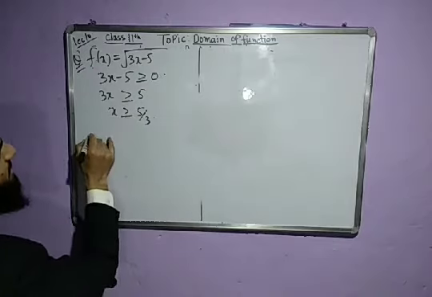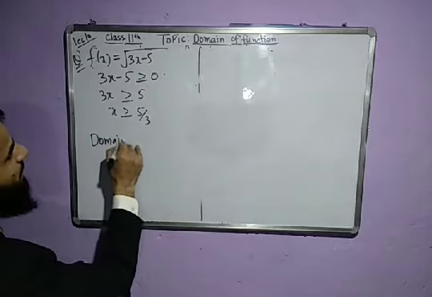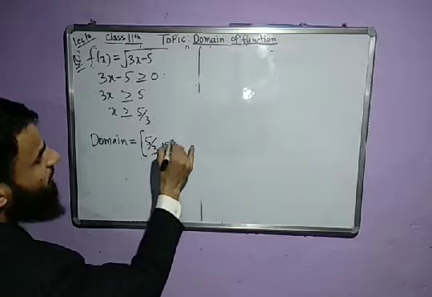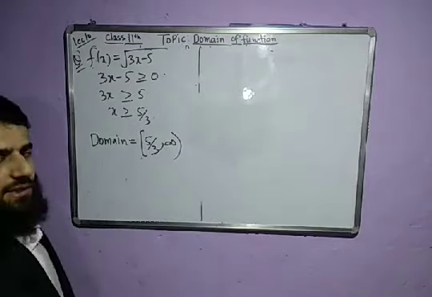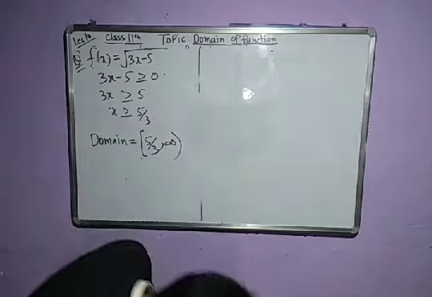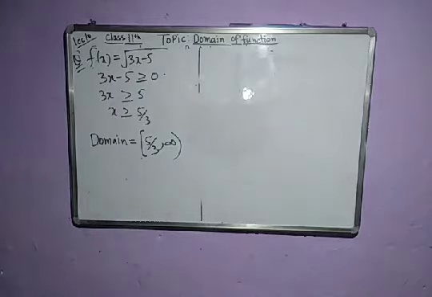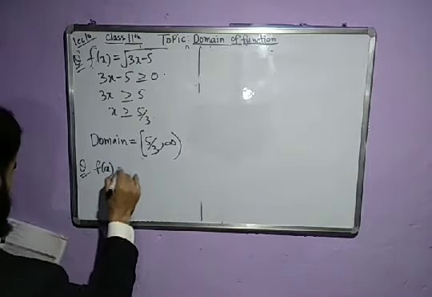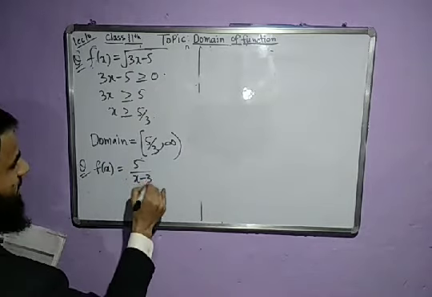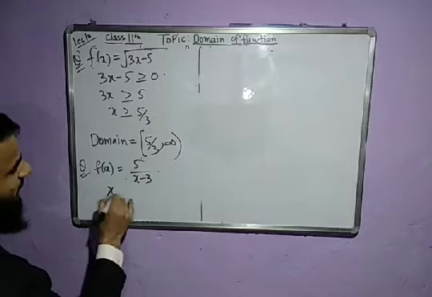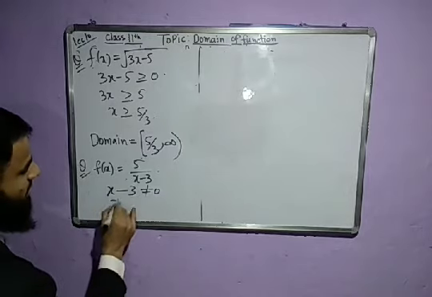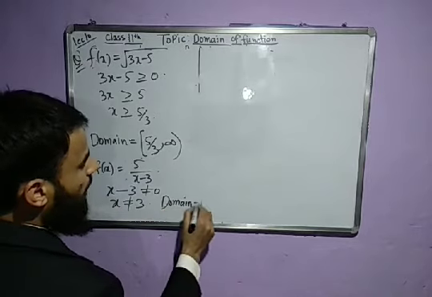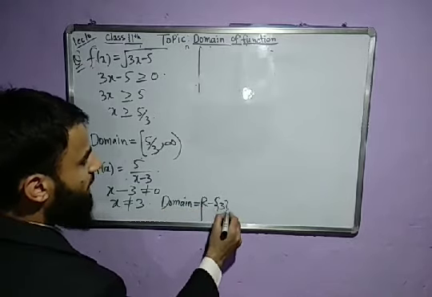What does this mean? This means the domain is nothing but the interval with included bracket, 5 by 3 comma infinity, because x is greater than or equal to 5 by 3 and it goes on to infinity. Another question I will discuss here: f(x) is given as 5 divided by x minus 3. For this function to be defined, x minus 3 should not be equal to 0. That means x should not be equal to 3. So the domain is all real numbers except 3.